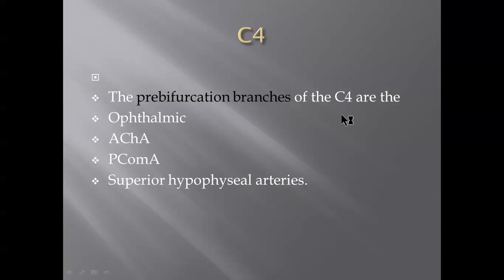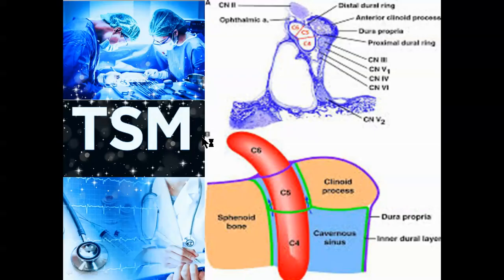Now, the branches, as I already mentioned, of the supraclinoid portion, before it terminates into the anterior cerebral artery (ACA) or middle cerebral artery (MCA), are a few arteries: ophthalmic, anterior choroidal, posterior communicating, and the superior hypophyseal arteries. The main three are the ophthalmic, anterior choroidal, and posterior communicating arteries, which help in dividing the supraclinoid segment into three segments.